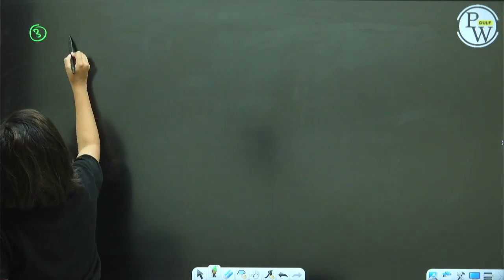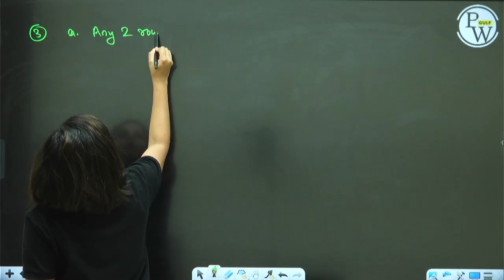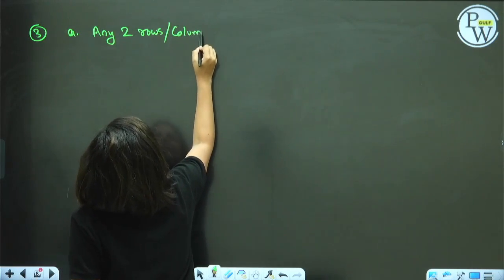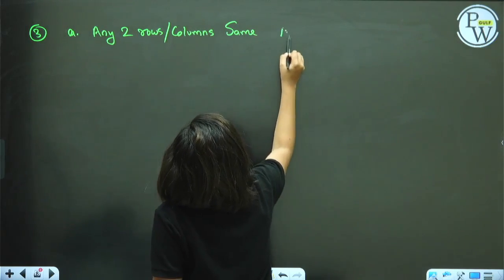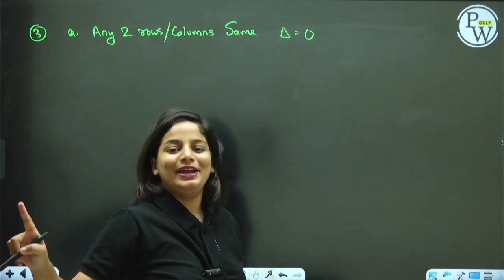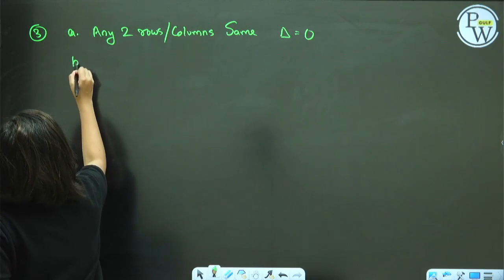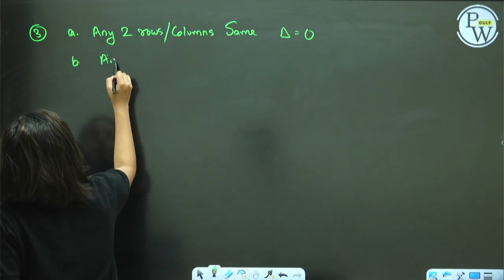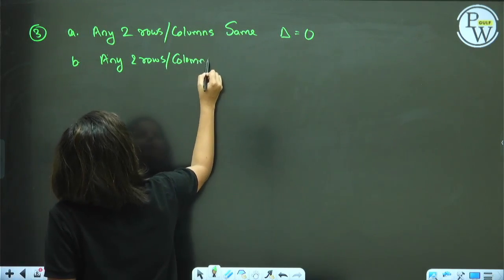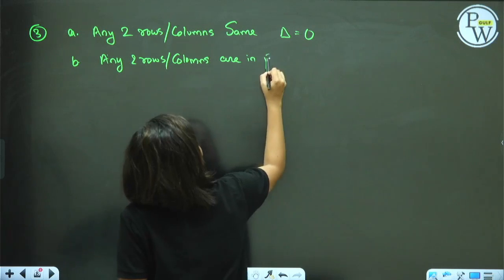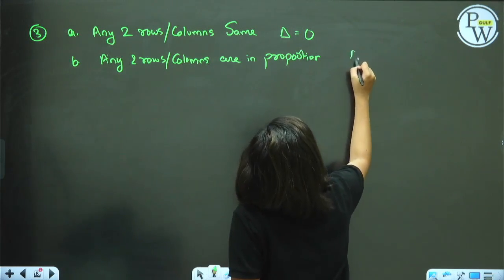It has 2 parts. First one, and whatever is applicable for a row is applicable for a column also: if any two rows or columns are the same, then delta will be 0. Without solving, if any two rows or any two columns are identical, delta will be 0. Part B says, if any two rows or columns are in proportion, then also delta will be 0.